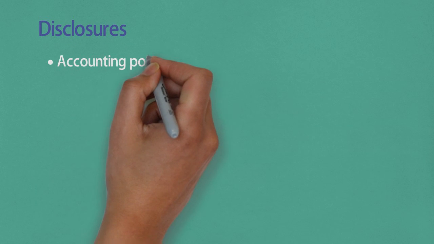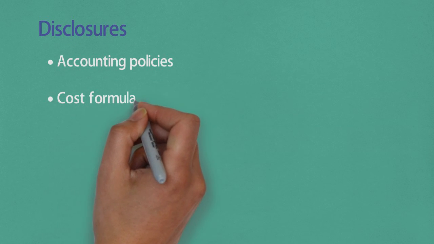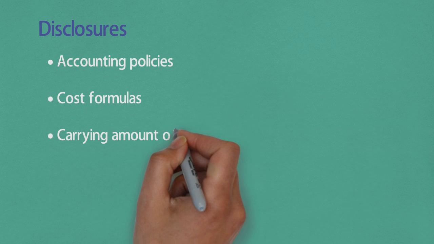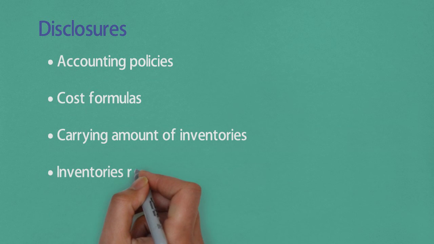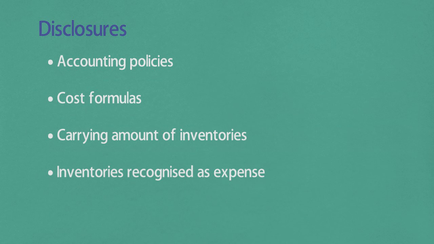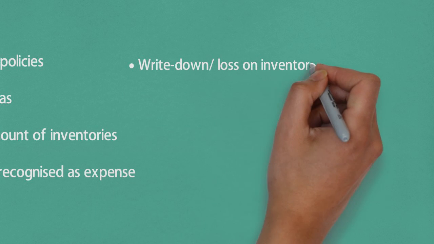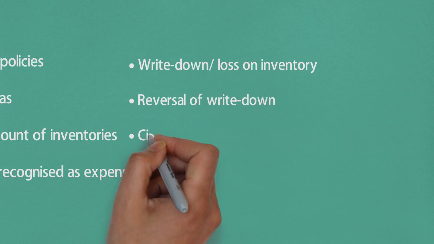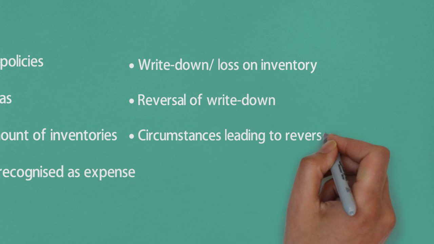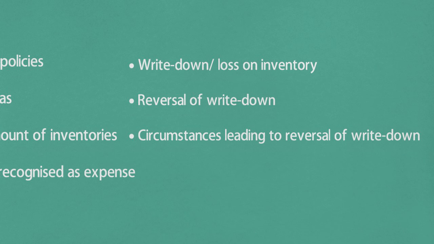Now let me mention some of the disclosure requirements of Ind AS 2. Ind AS 2 requires an entity to disclose accounting policies adopted, cost formulas used, carrying amount of inventories carried at fair value less cost to sell, amount of inventories recognized as an expense, amount of write-downs to NRV and losses, reversal of write-downs if any, and the circumstances that led to reversal of write-downs.